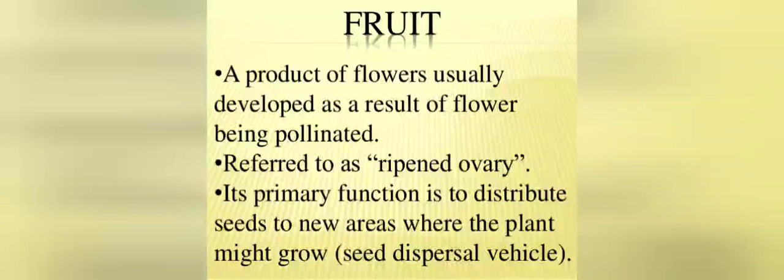Fruit is a ripened ovary, as we all know. The primary function of fruit is to help in seed dispersal. So first we'll study the structure of a typical fruit. When we see a fruit, the fruit has two parts. The outer part is called pericarp and the central part is called seed. So in this diagram you can see the pericarp, the peripheral part, and the central part is seed.